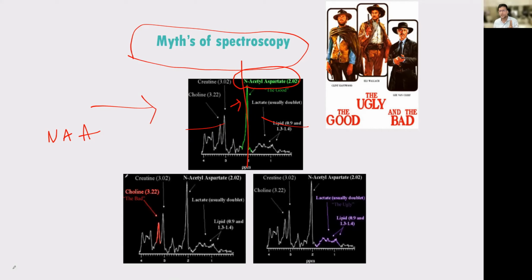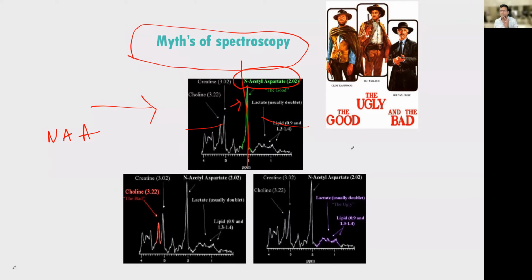Second thing is choline is a bad metabolite. This you have to take with a pinch of salt. Choline is a bad metabolite, I totally agree. But any ill health will cause choline elevation. For example, infarct will cause choline elevation. Any cell membrane destruction, abscess will cause choline elevation. Any ill health will cause choline elevation. But for understanding sake, you can think choline is bad.